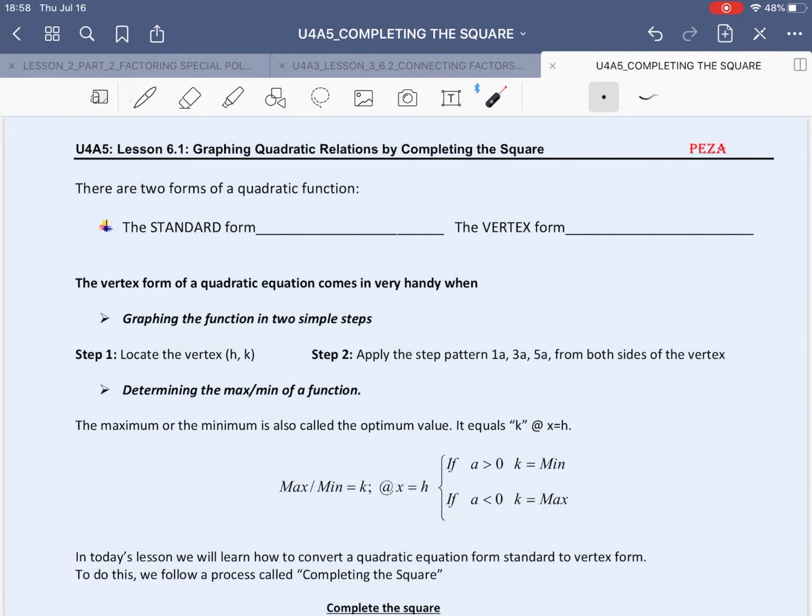Hello and welcome. In this lesson, we will talk about graphing quadratic relations by completing the square. It's going to be quite an interesting journey, and I hope you enjoy it.